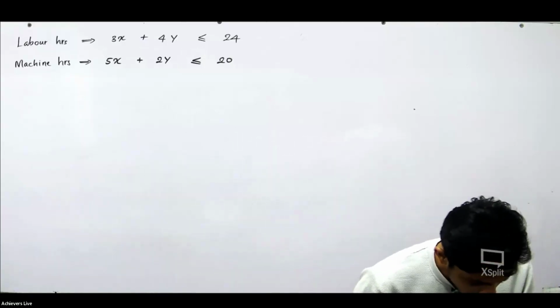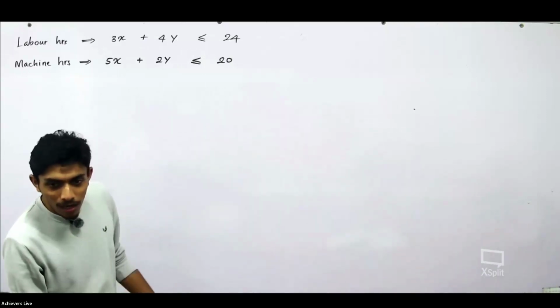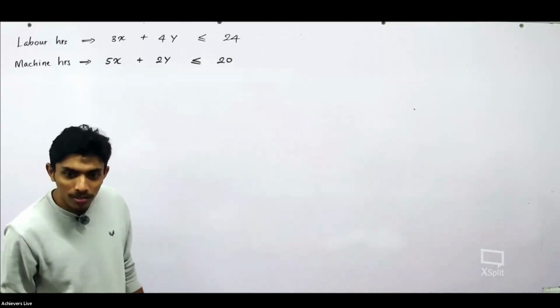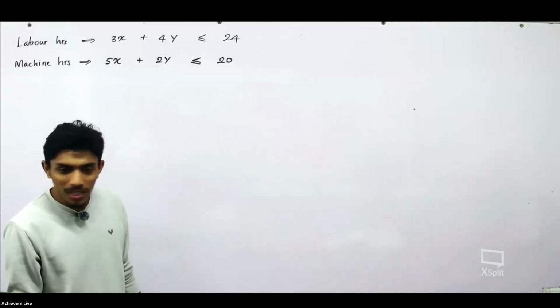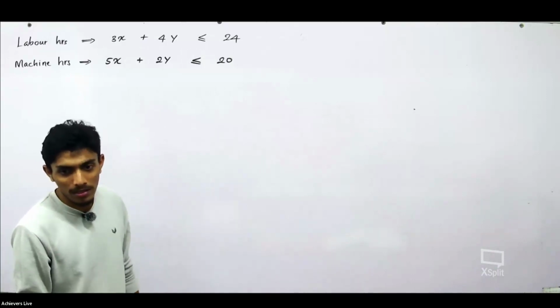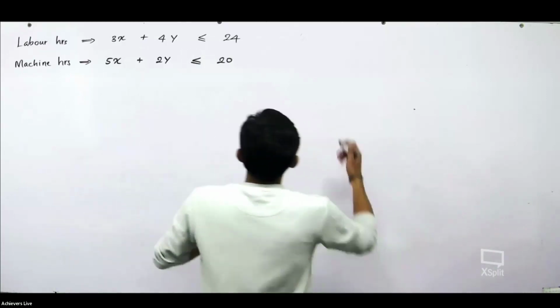Now, if we are using a graph, how many axes are there? 2 axes. 2 products will come for 2 axes. Then can we use it for 3 products? 3 products we can't use. That's the limitation of linear programming. Got it? So let me draw the graph.